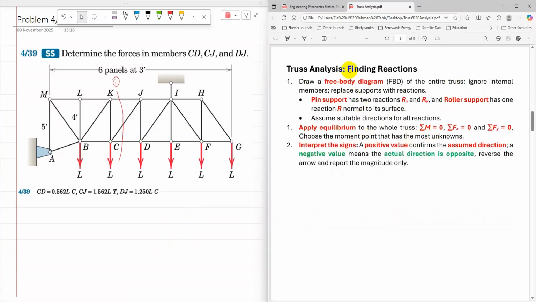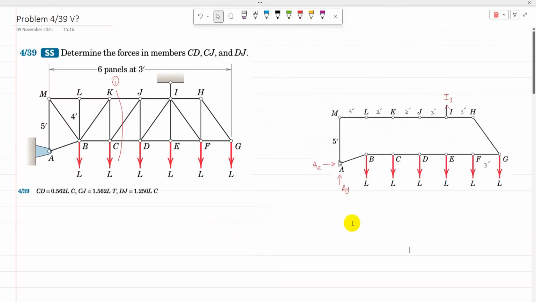Steps to find the reactions: we need to draw the free body diagram of the whole truss, ignoring internal members and replacing supports with reactions. There is a pin support, which has two reactions, Ax and Ay, and I is supported by a link, so there will be one reaction at I. First I need to draw its free body diagram, and then apply the conditions of equilibrium: sigma M equal to 0, then sigma Fx equal to 0, and sigma Fy equal to 0. So I'm going to draw its free body diagram. So that's the free body diagram.